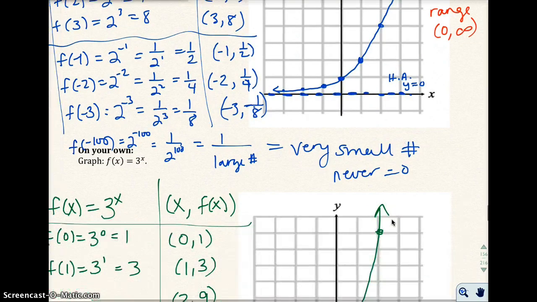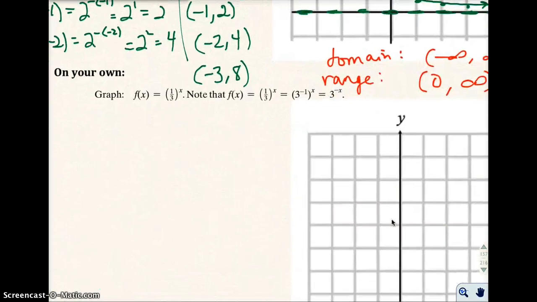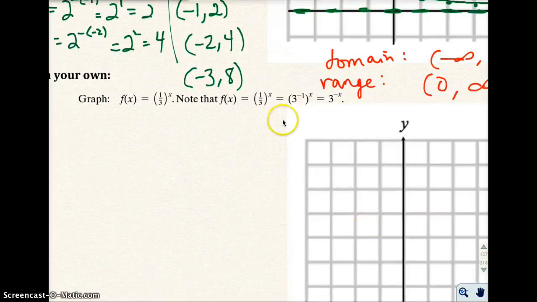So go ahead, and for the next example, I want you to do this on your own. They tell you you're going to do 1/3 to the x power, and then you're going to note that 1/3 is 3 to the negative 1. That's going to help you make your table. Notice I'm not using my calculator in any problems. So go ahead and pause the video, and then restart it and check your answer.